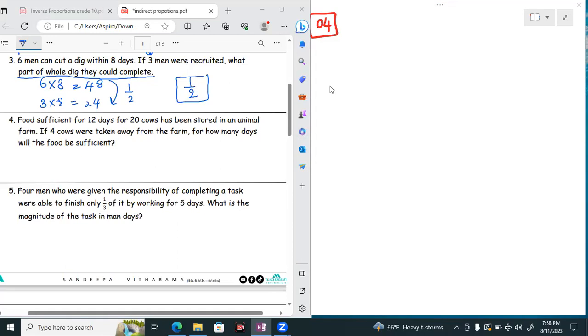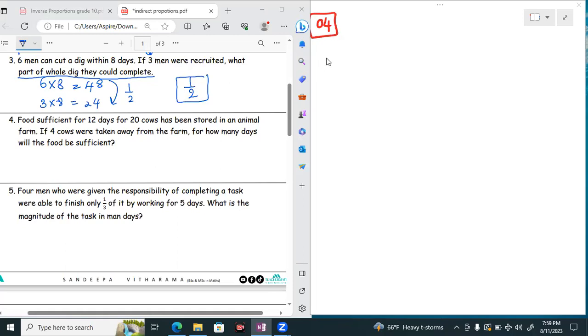Food sufficient for 12 days for 20 cows has been stored in an animal farm. Then if 4 cows were taken away from the farm, for how many days will the food be sufficient? It is a bit different question. They have given that the number of days that food is sufficient for 20 cows, it is 20 into 12.